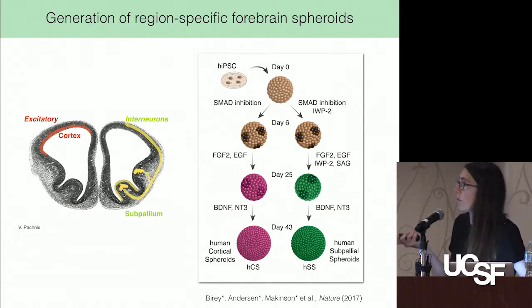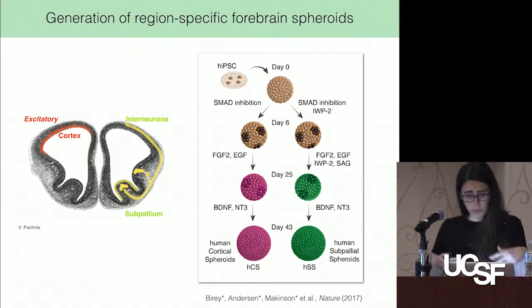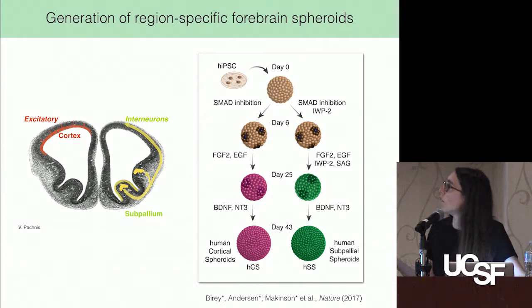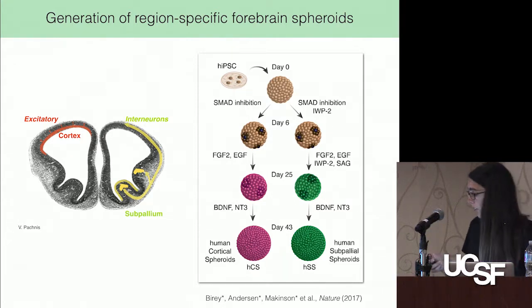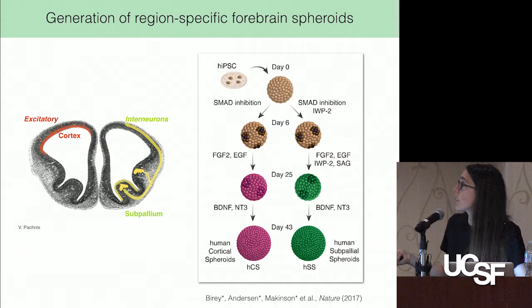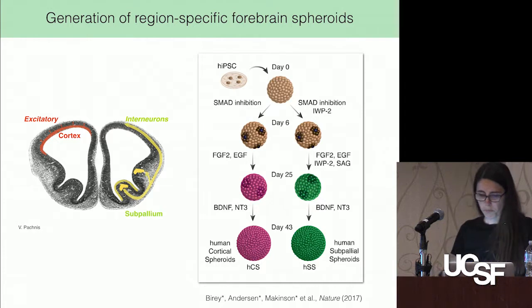And again, we're going to start with iPSCs, or pluripotent stem cells. We're going to lift them off the plates. We're going to give them a number of factors that are going to push them towards the neural fate. And then we're either going to give them patterning cues that are going to drive them towards a cortical fate, so the excitatory fate, or we're going to give them other cues that are going to drive them towards a subpallial or ventral fate that is going to generate the interneurons.